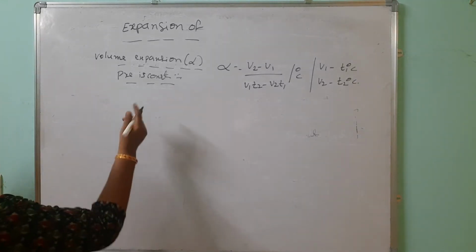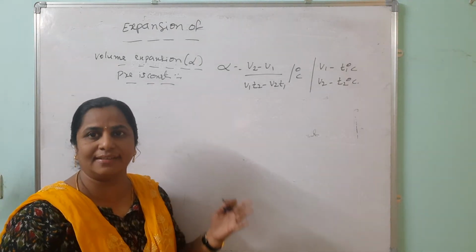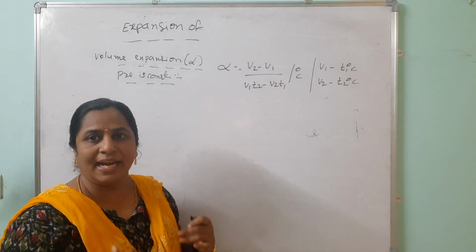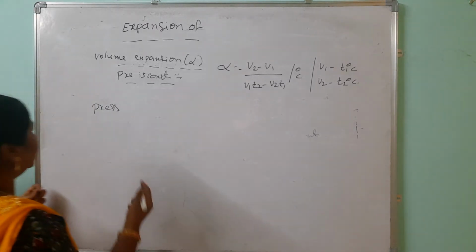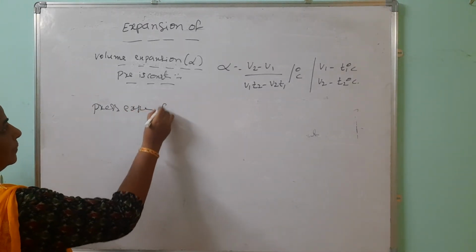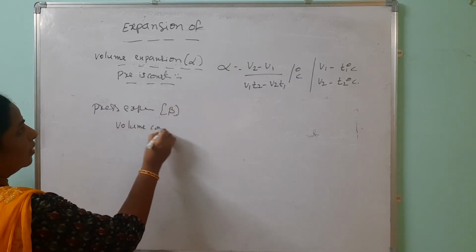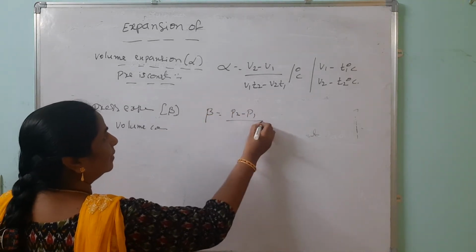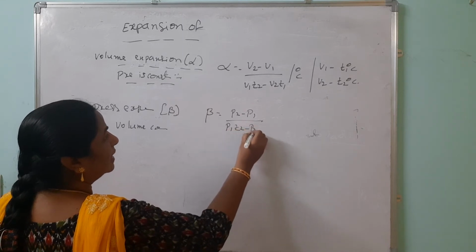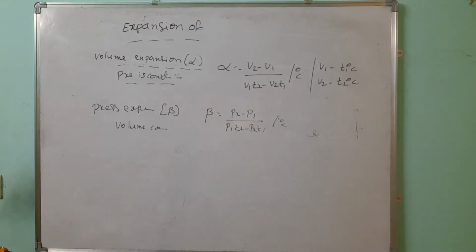Like that, one more expansion is there, pressure expansion. Means that expansion we should express either in terms of volume or in terms of pressure. At the same time, we can't find out both volume expansion and pressure expansion. In terms of pressure expansion, it is represented by beta. So here volume must be constant. In this we can write beta equals to P2 minus P1 by P1 T2 minus P2 T1. This is also per degree centigrade or per degree Kelvin.